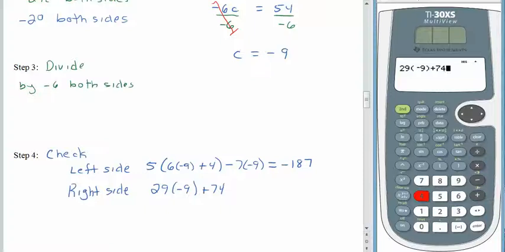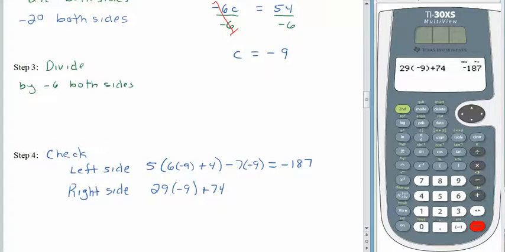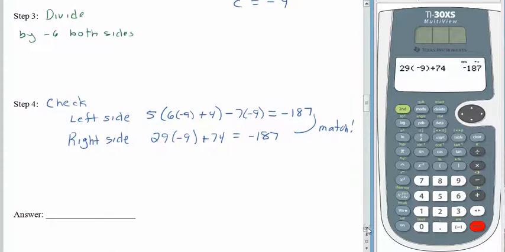All right, your work should look like this. On the calculator, should look the same way that you wrote it on paper. We press enter, and whew, breathe a sigh of relief that we end up with negative 187 again. We are happy that these match. Yay! And this tells us that our answer is correct. And so way down here, c is equal to negative 9. Okay, let's do one more.